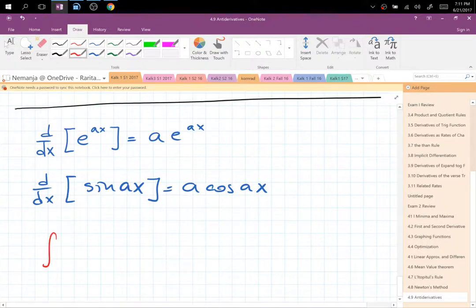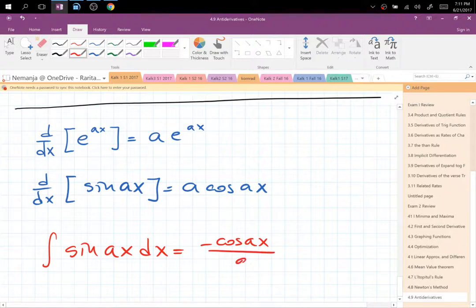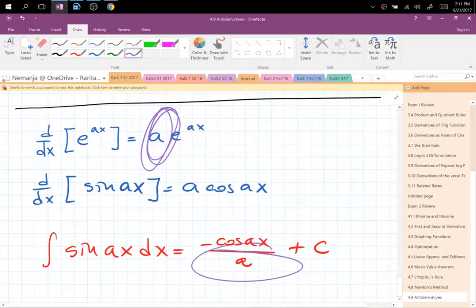So the integral of sine ax dx is going to be negative cosine ax over a plus c. Now, guys, it should be common sense. If the special stuff was happening with the derivatives and it was multiplying, now it will be dividing. Bueno?